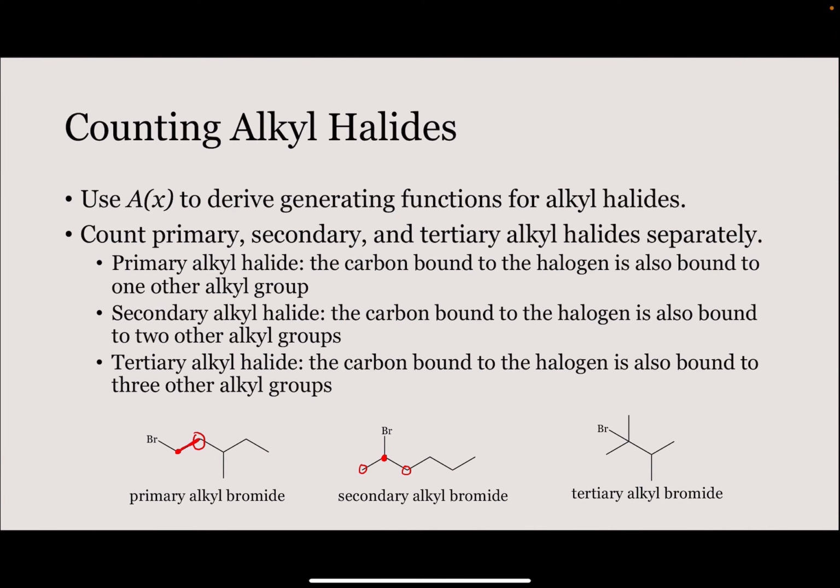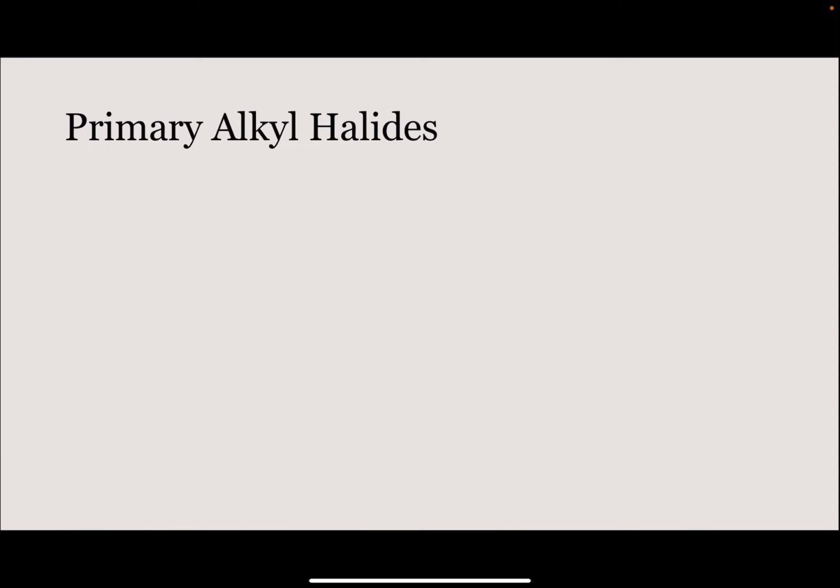And same thing for the tertiary. Look at the carbon bonded directly to it. Take a look, 1, 2, 3 alkyl groups off that carbon. So that's a tertiary alkyl bromide. Okay, so we're essentially going to use this central carbon here as a pivot point and do some permutations using Polya's theorem and our generating functions once again. Okay, so let's start with the primary alkyl halide.